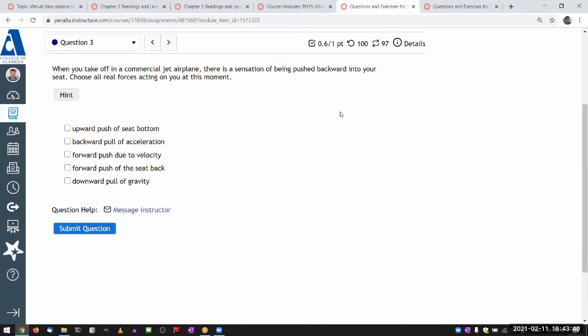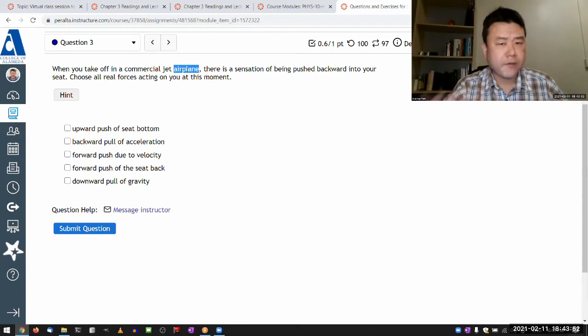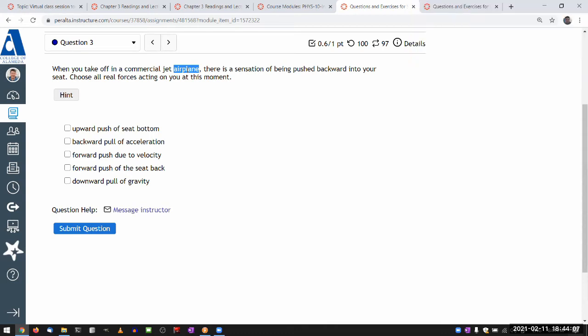So here the scenario I want you to think about is just sitting in some vehicle. It could be an airplane, it could be a car, it could be BART. You have a familiar sensation that as it starts to move, it feels like something is pushing you backward. That's what you remember. That's the sensation that most people are familiar with. And I want to make sure that we know how to identify the real forces in that situation.